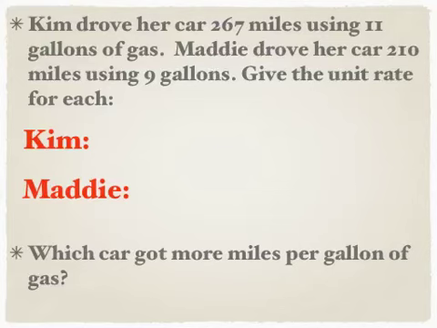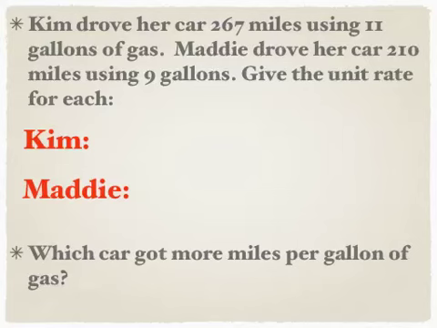This last example says Kim drove her car 267 miles using 11 gallons of gas. Maddie drove her car 210 miles using 9 gallons of gas. Give the unit rate for each. I'm going to start first by going ahead and writing a ratio. The last question that we have to answer for this example says which car got more miles per gallon of gas. So I'm trying to figure out how many miles per gallon, which means the amount of miles that they drive has to go on top of my ratio, and then the amount of gallons that they use needs to go on the bottom of my ratio.